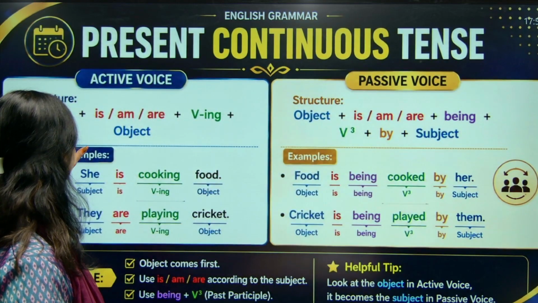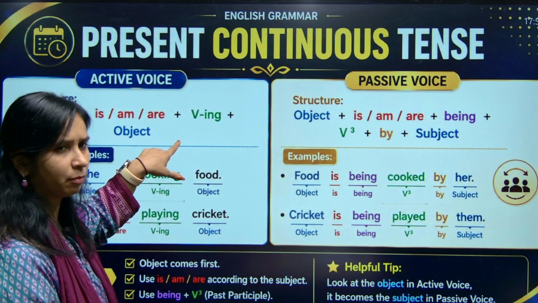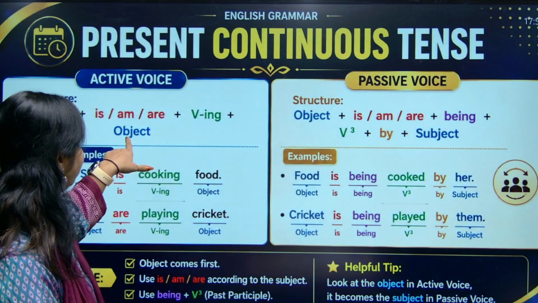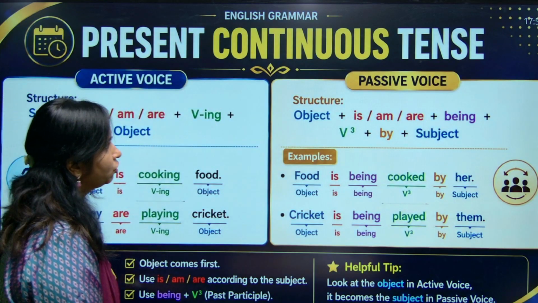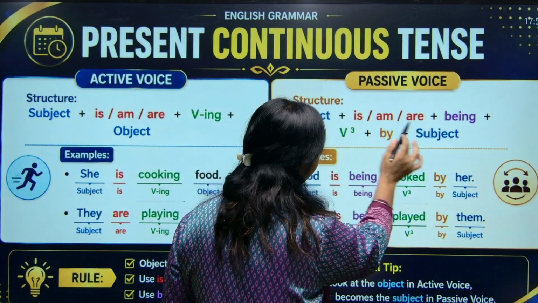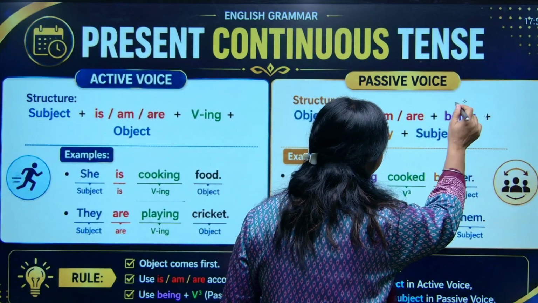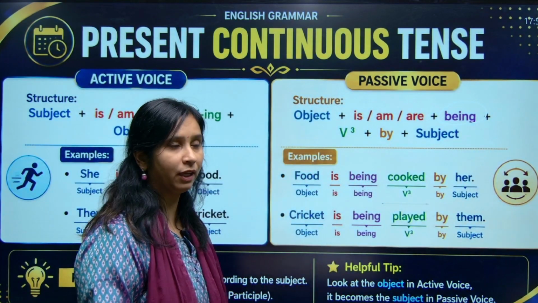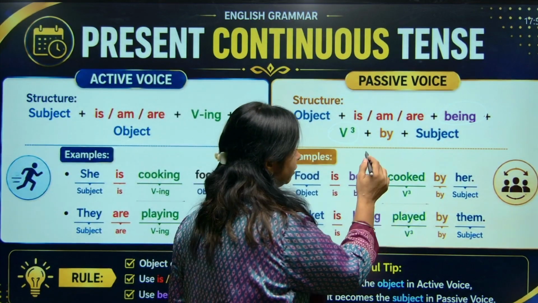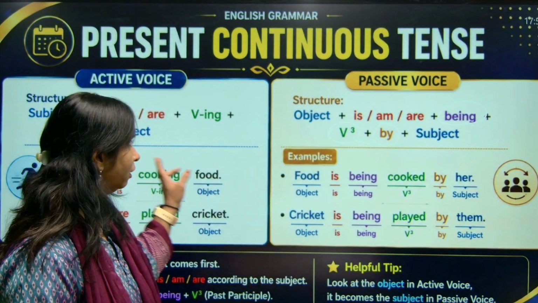The structure is subject plus is, am, or are according to the subject, singular or plural, plus verb first form and ing, and then the object. To change it into passive, is, am, are will not change because it is present continuous, but we have to add being. The main important part is the verb's third form, and the second important part is by plus the subject which we swapped from active to passive.